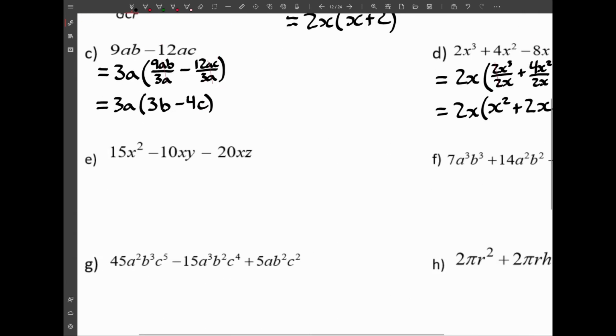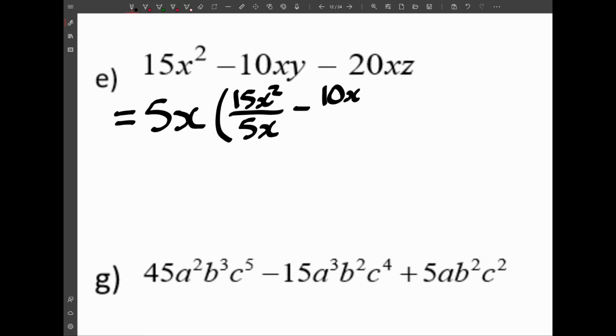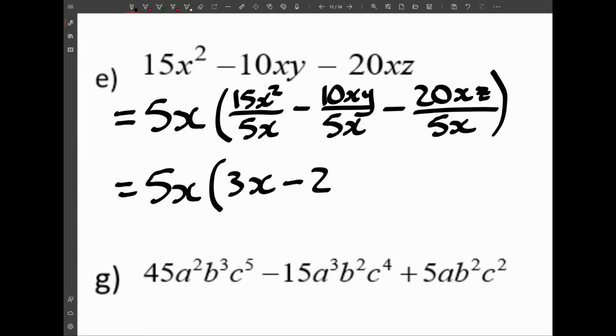All right, next one. Common is 5. We also have an x in common. 15x squared divided by 5x. Negative 10xy divided by 5x. Negative 20xz divided by 5x. And we get the 5x left out front, 3x minus 2, the x's cancel and we're left with just the y, minus 4, the x's cancel and we're left with just the z.